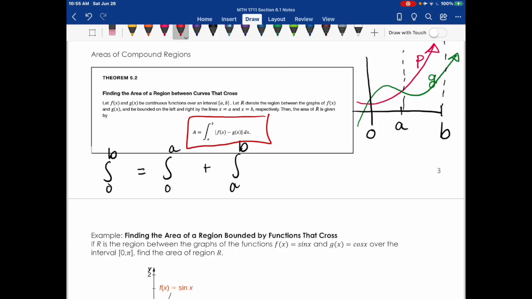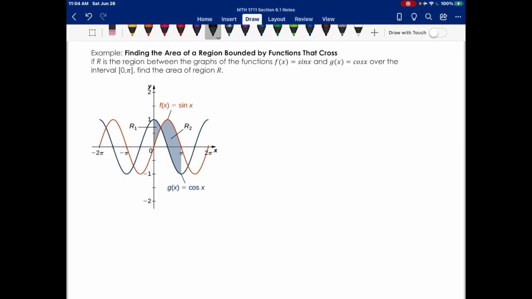The theorem writes it mathematically as finding the integral of the absolute value of f of x minus g of x, which is mathematically correct, but in practice, what we're really doing is just breaking the area up into smaller chunks and adding them together in order to make sure that on each interval one function is above the other function.